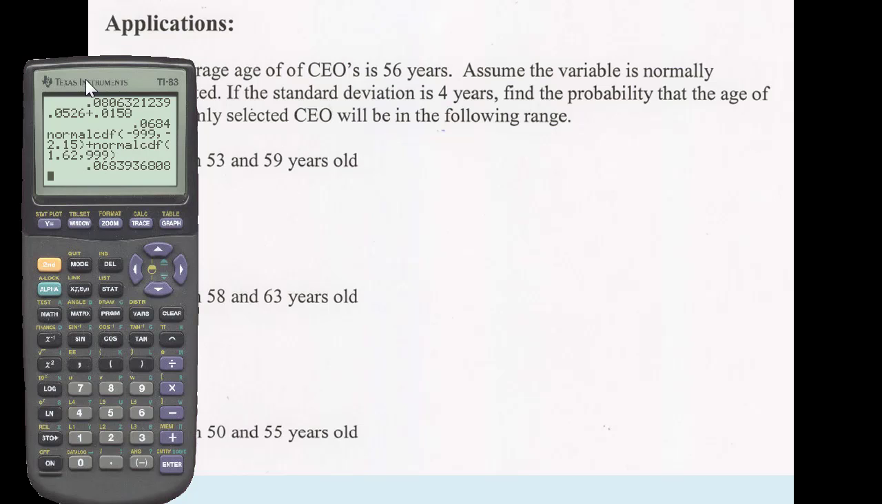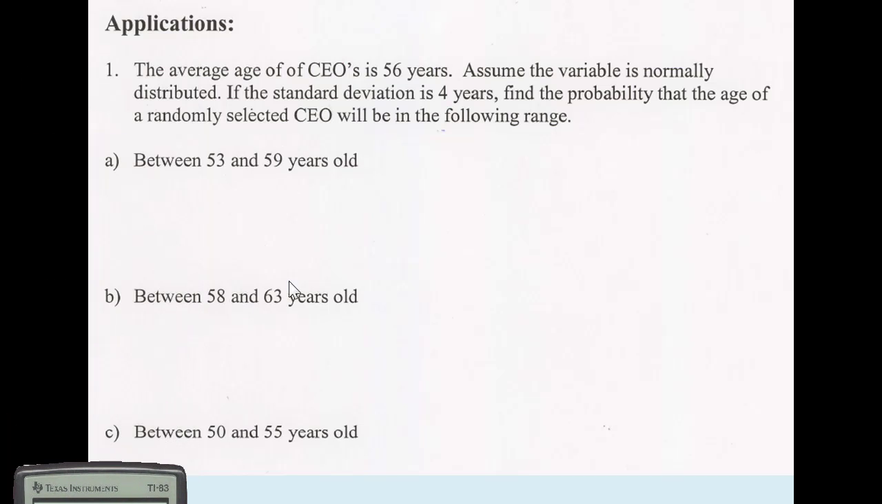All right, so now we have an application problem. I'm not going to do all three of these. I'll just do one of them and see what we get. The average CEO is 56, so mu is equal to 56. Assume the variability is normally distributed. If the standard deviation, sigma, is equal to 4, find the probability that the age of a randomly selected CEO will be in the following range, from 53 to 59. So I want to find the probability of that.